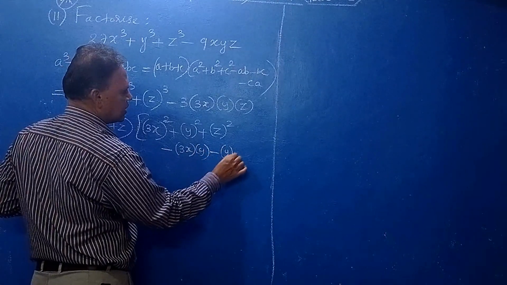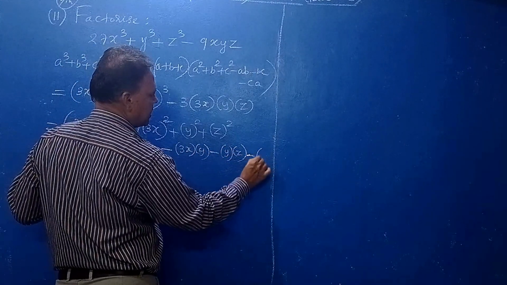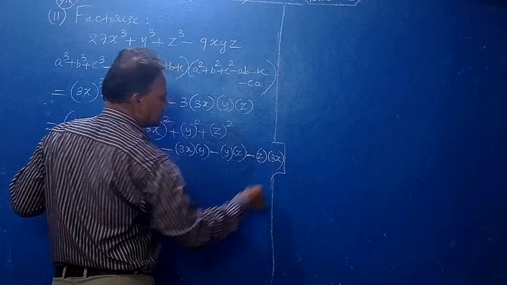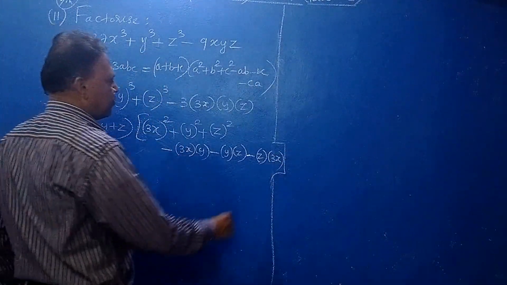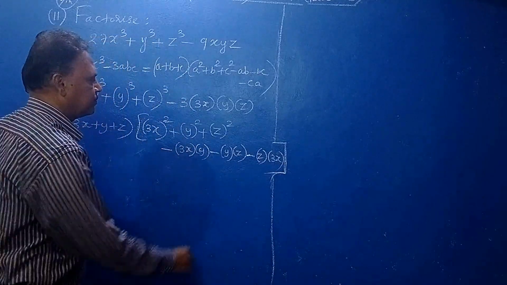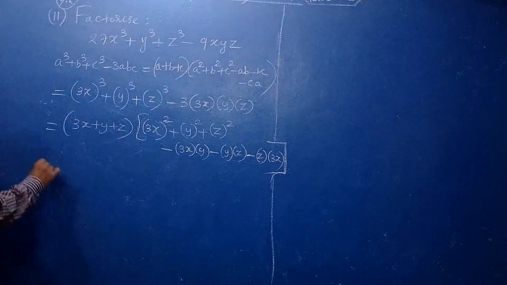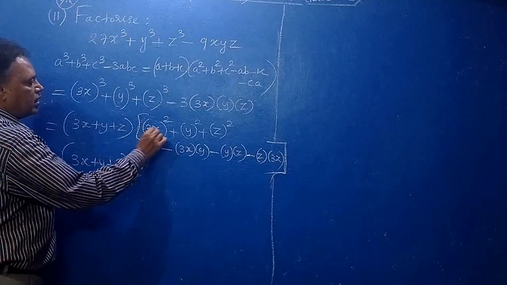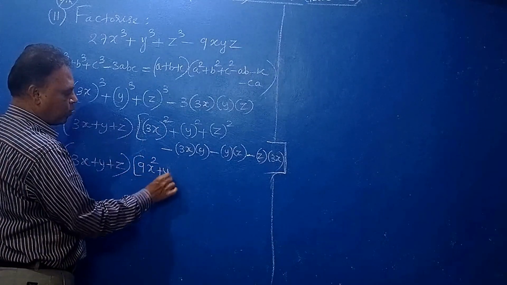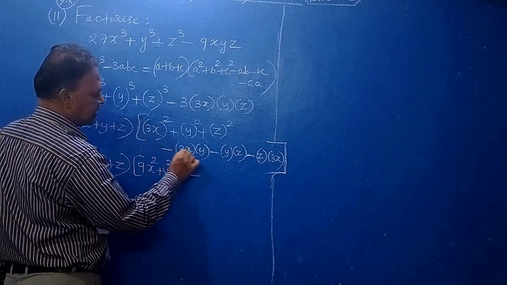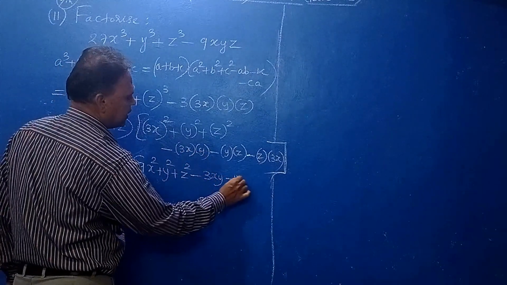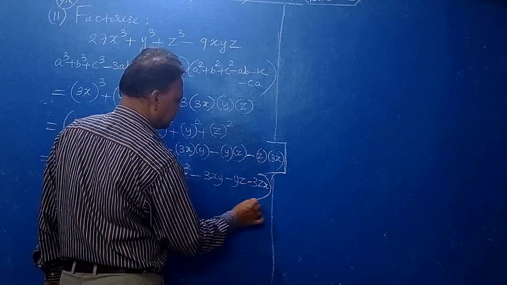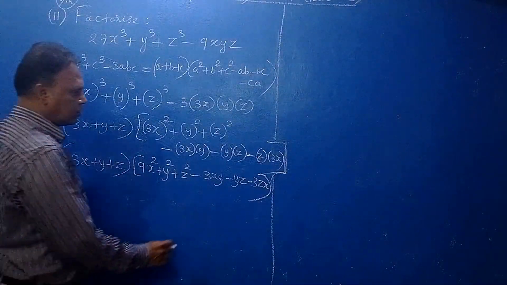minus bc, that means y into z, minus ca, c is z, a is 3x). Right? Just write it in the formula form. Clear? Now simplification. (3x plus y plus z) into (9x squared plus y squared plus z squared minus 3xy minus yz minus 3zx). That's all.